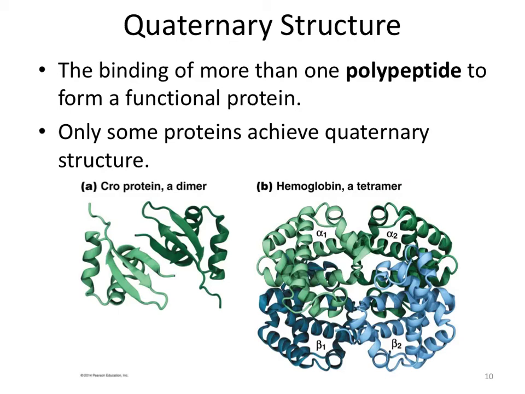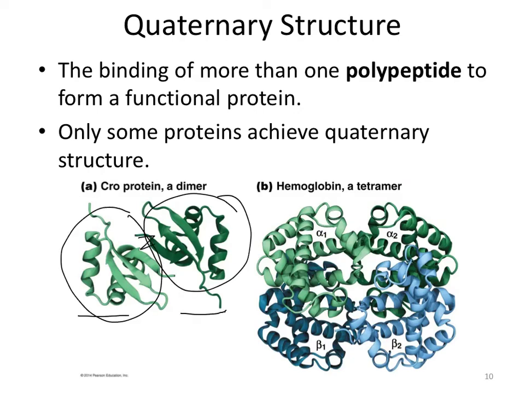So on the left we have something called Cro protein. It's referred to as a dimer because it contains two polypeptides. Each of those polypeptides had gone through primary, secondary, and tertiary structure, this one and this one, and now the two are chemically bonded together. The nature of those chemical bonds can vary depending on the protein. Often they're just hydrogen bonds though.